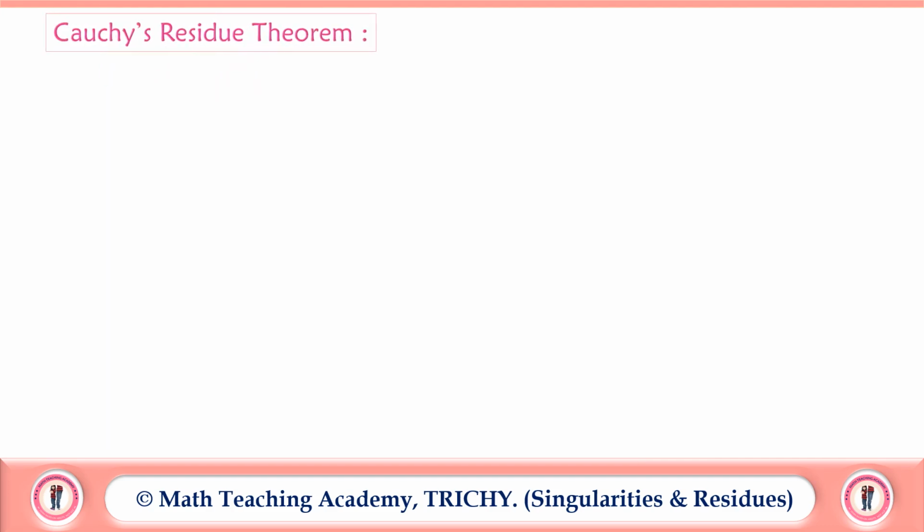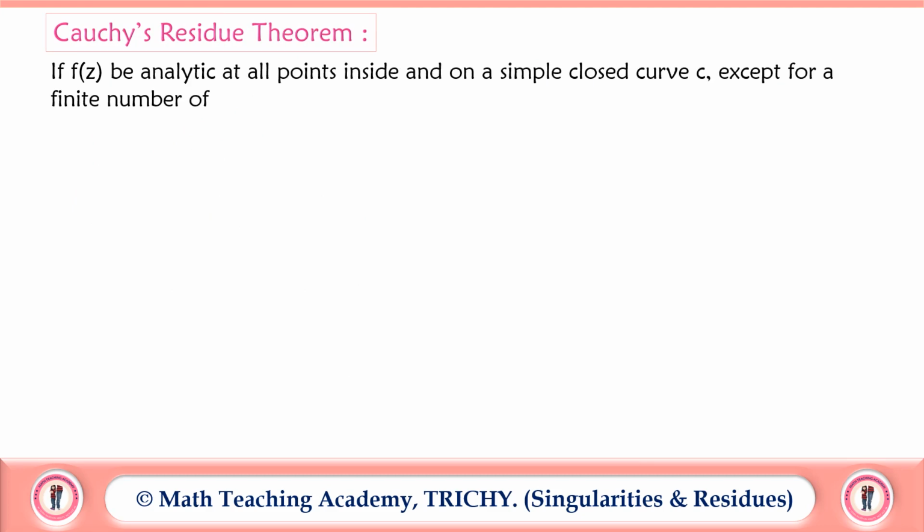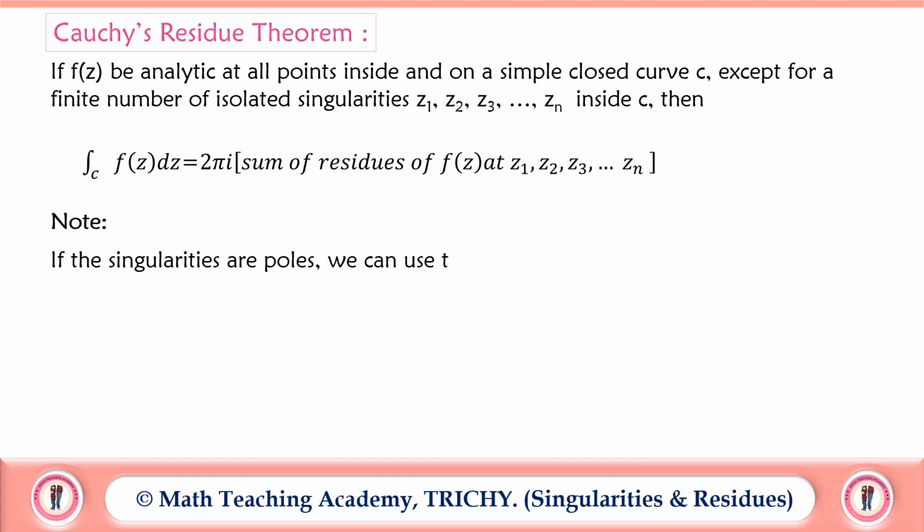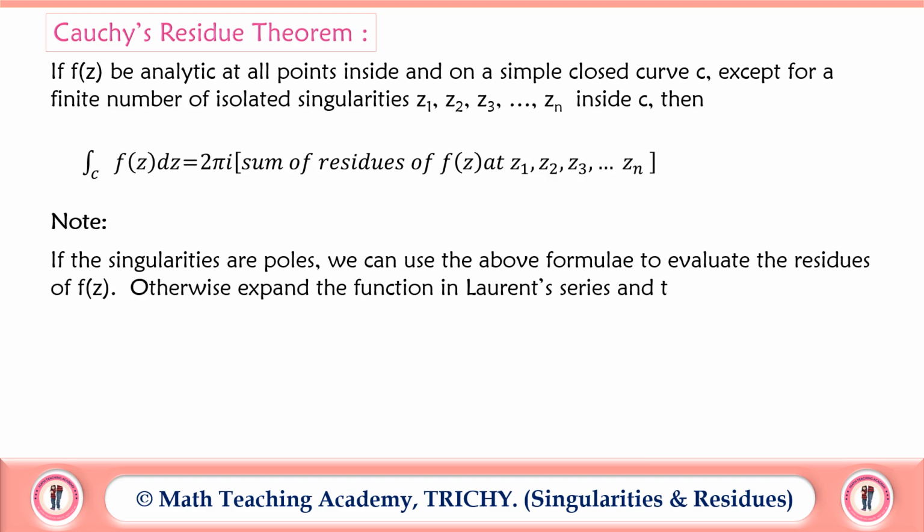And then the Cauchy residue theorem. If f of z is analytic at all points inside and on a simple closed curve C, except for a finite number of isolated singularities, that is z1, z2, z3, etc., zn inside C, then integral over C f of z dz can be written as 2 pi i into the sum of residues of f of z at z1, z2, z3, etc., zn. Note: if the singularities are poles, we can use the above formulas to evaluate the residues of f of z. Otherwise, expand the function with the help of Laurent series expansion and then find the residues.